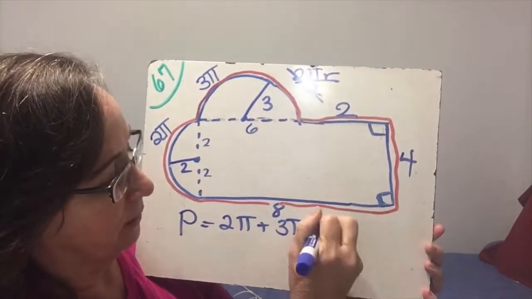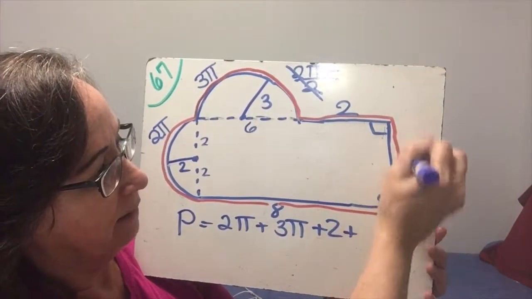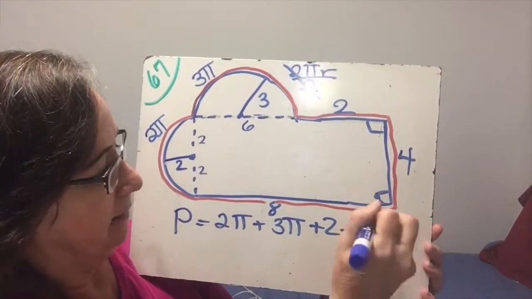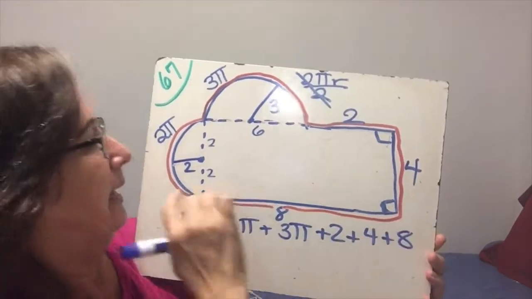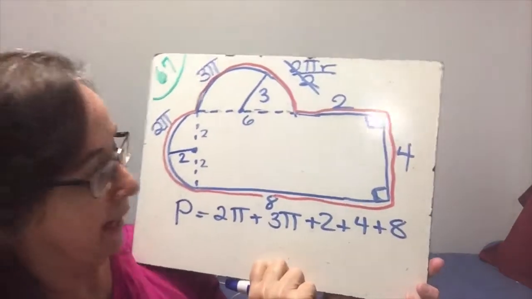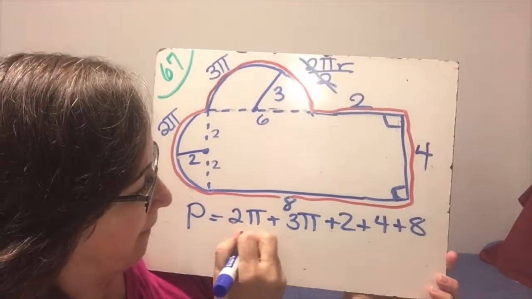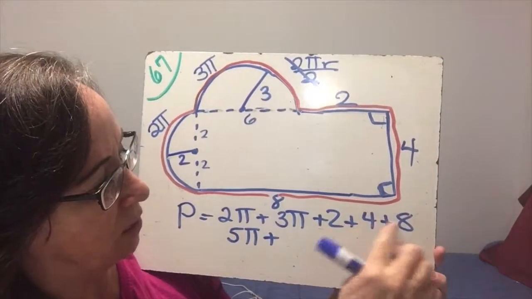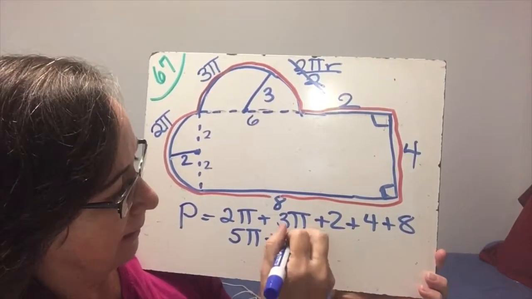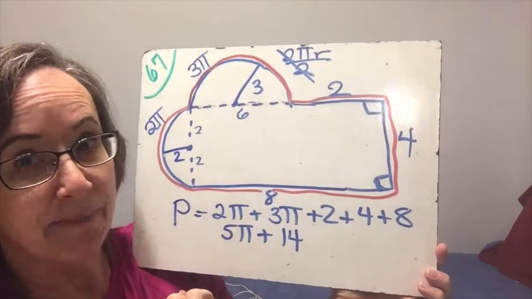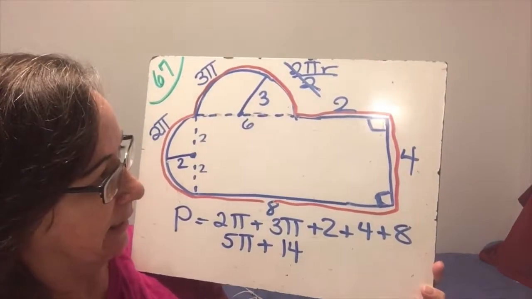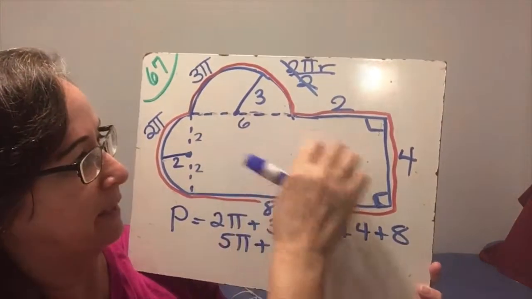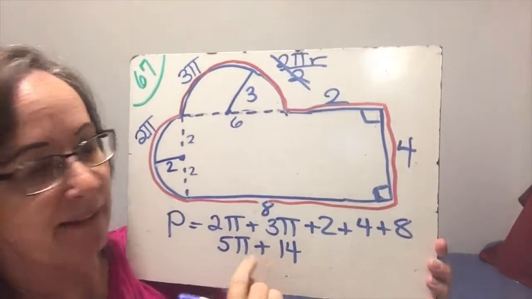We have the 2 and the 4 and the 8. And now I'm back to the 2 pi again. Okay, so when we add these, we've got 5 pi. And can we go ahead and add these together to get 14? So 5 pi plus 14. So I have this big space right here. Let's go ahead and get 5 pi done.